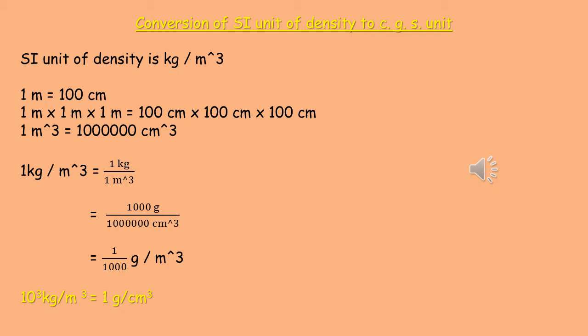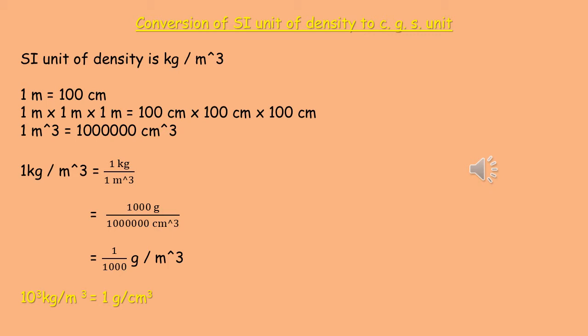That means 10 lakhs centimeter cube makes 1 meter cube. Now 1 kg per meter cube can be written as 1 kg by 1 meter cube. So instead of 1 kg we can write 1000 gram, and instead of 1 meter cube we can write 10 lakhs centimeter cube. After reducing we are getting 1 by 1000 gram per centimeter cube.